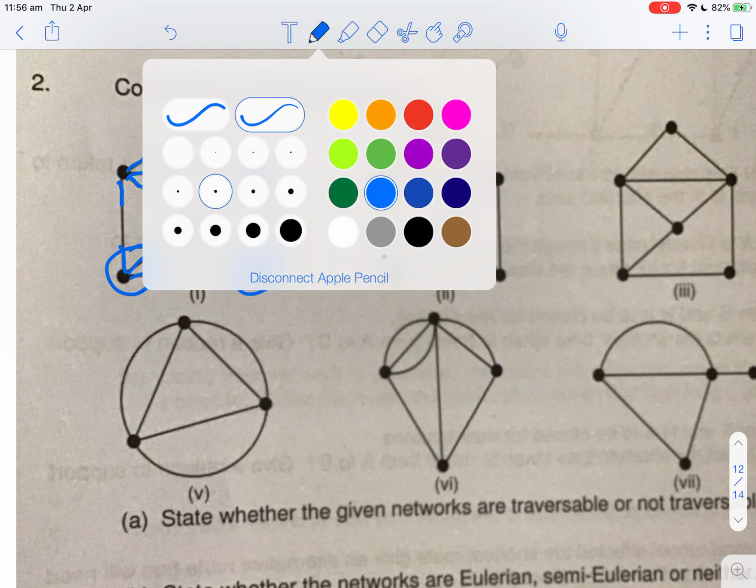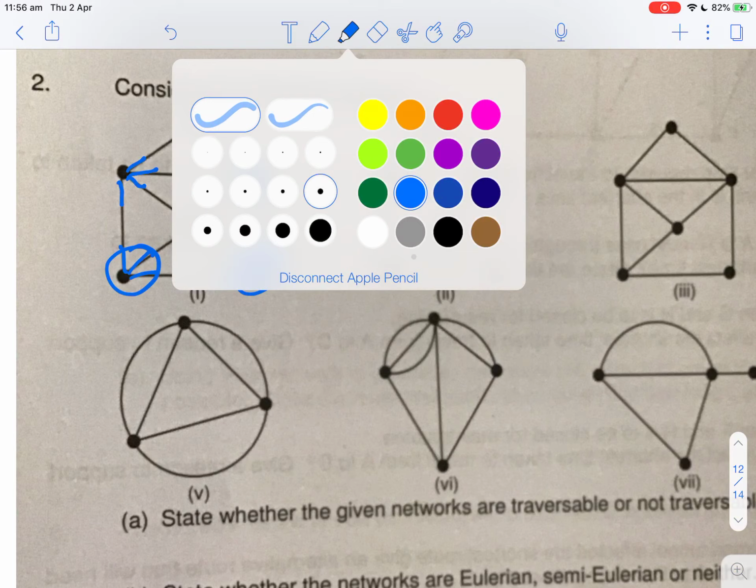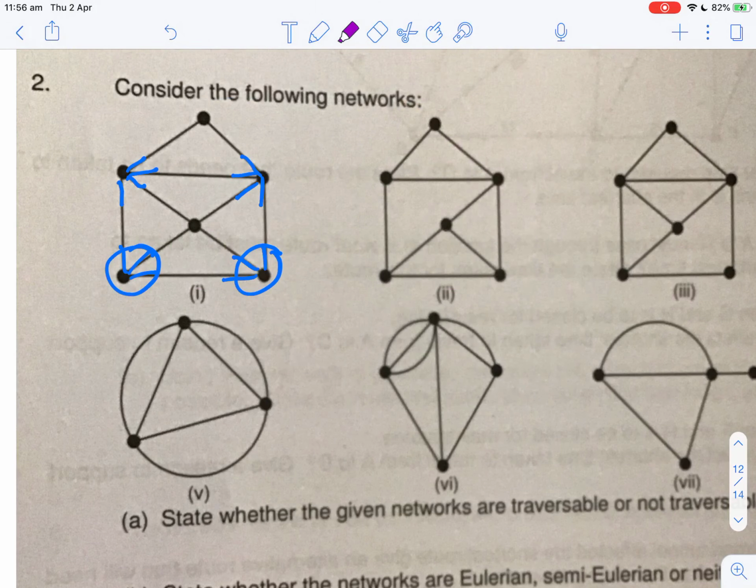In order to do so, I'm going to highlight it. In order to do this, I would need to be starting from one of the odd vertices and ending at the other. So let's have a go. If they wanted you to list a path, they would have labelled the vertices with an A, B, C, D. But here we'll just do it. So here you can see I'm going to go up. It doesn't matter which way I go. There's multiple ways I could do it.